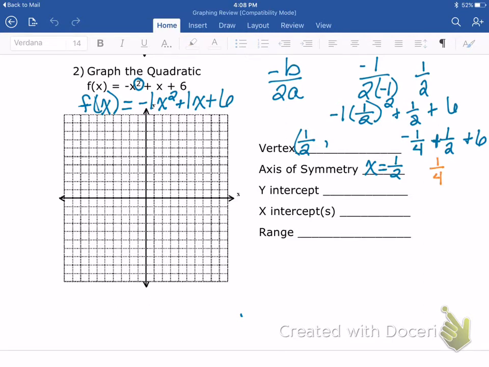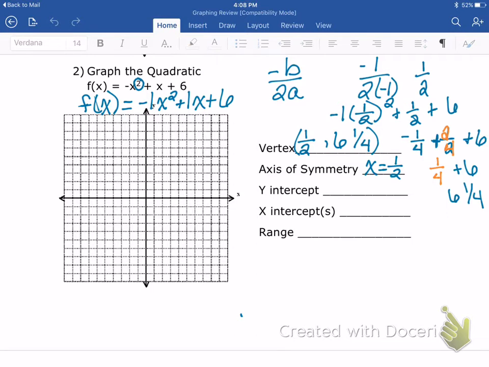Now, let's change this 1/2 to a common denominator of 4. So 1/2 is equal to 2/4. So negative 1/4 plus positive 2/4, that's where we get our 1/4 from. And 1/4 plus 6 is 6 and 1/4. You could change that to 25 over 4 if you wanted to. That's completely reasonable. But because we are graphing it, it's easier for us to keep it as a mixed number, and that's what that is.